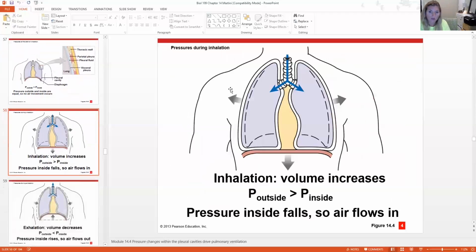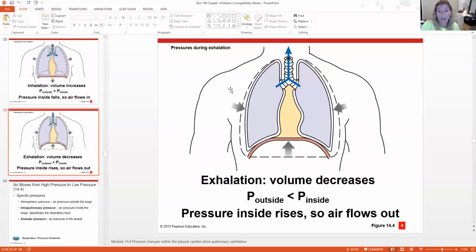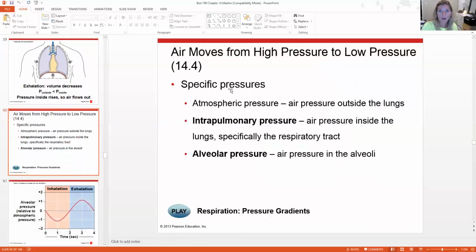And as I was getting to, the inhalation is when that volume increases and the pressure inside falls and then air flows in. Exhalation is when the volume decreases, so the pressure inside rises and air is pushed out. Air moves from areas of high pressure to areas of low pressure. And atmospheric pressure is the pressure outside of the lungs. Intrapulmonary pressure is the air pressure inside the lungs, and alveolar pressure is the air pressure in the alveoli.